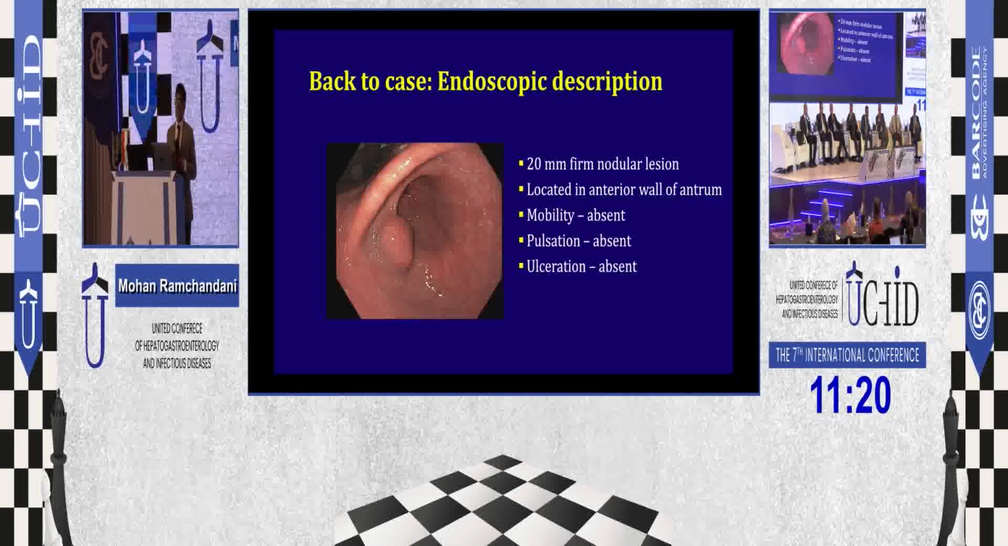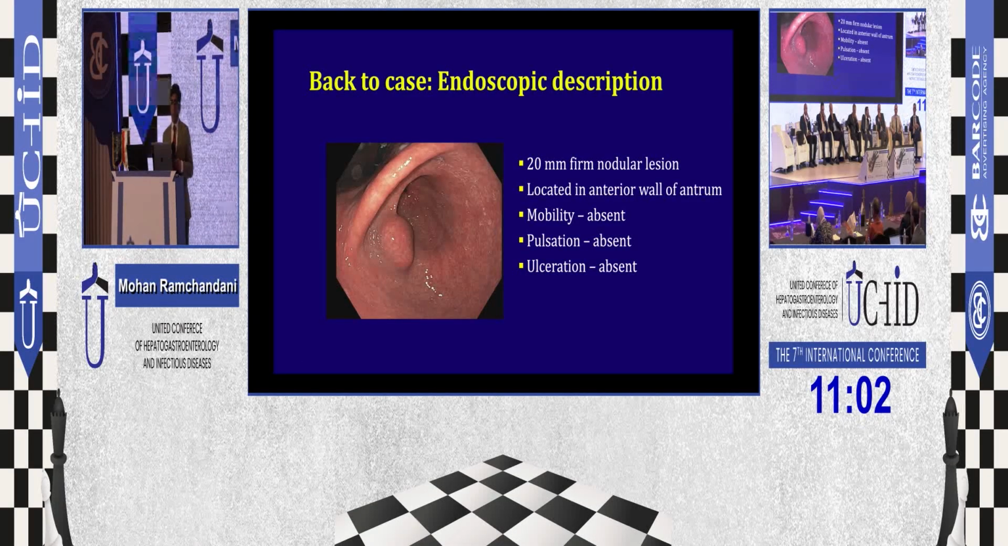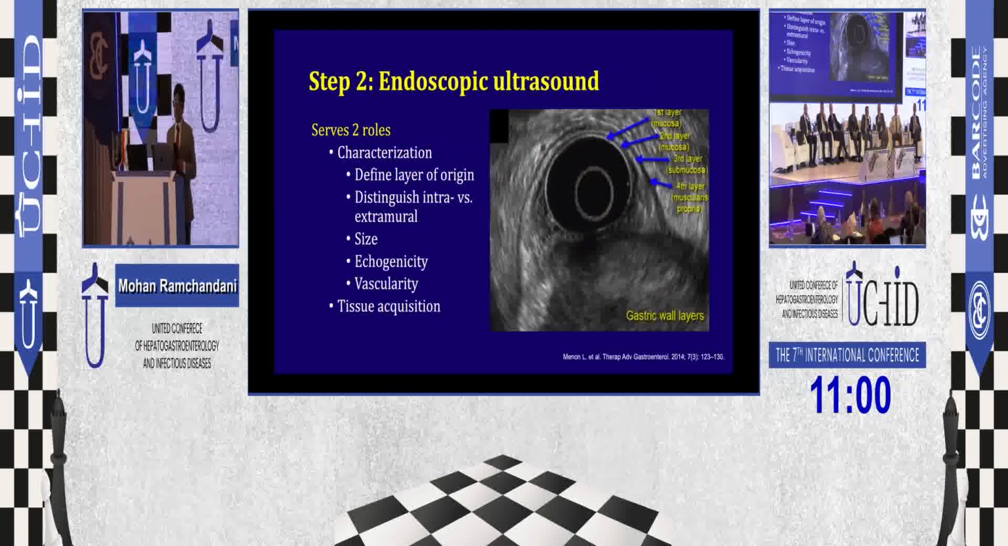So our case, which we did, has a tumor in the antrum, which is around 20 millimeter. It is firm. It is not pillow sign. Mobility is absent. Pulsation is absent. So no vascularity. Ulceration is absent. So our case is not a lipoma, and we need further evaluation. So what is the further evaluation? Do an endoscopic ultrasound. Why? To see which is the defined.